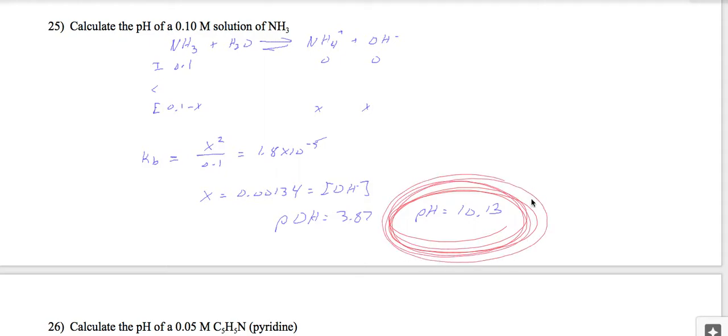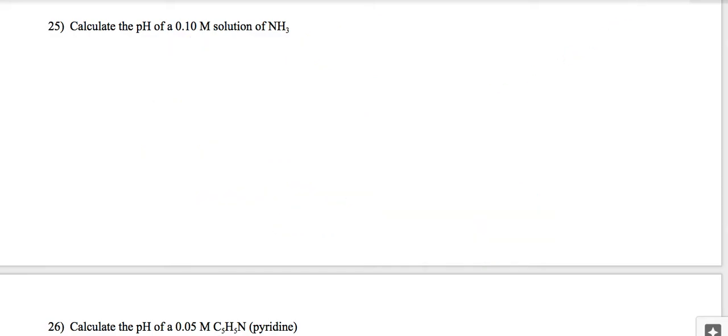There is our final answer on that one. Some things to be aware of: we're using a Kb instead of a Ka, so when we solve for a concentration, which is X, we're solving for a hydroxide ion concentration. When we take the negative log of it, we end up with a pOH. To get to pH, we have to subtract from 14. All right.